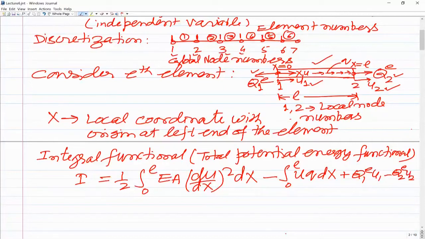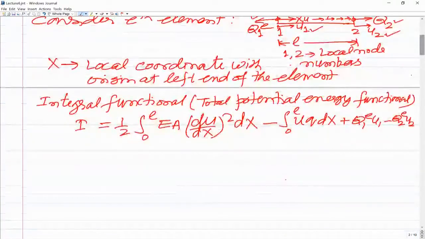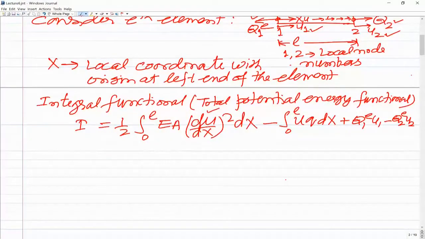Now we have already derived this, I am just using that. Only thing is writing it for one particular element. Now the next step is, as I said, to assume an approximate solution within an element. Whatever approximate solution we assume, the highest order derivative in the integral functional is the first derivative of u. So we will have to assume an approximate solution which is differentiable at least once.